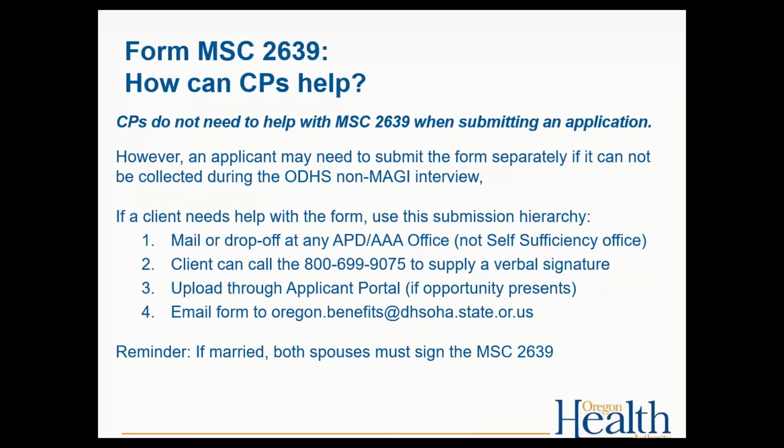The best way to do it is to mail it or to drop it off at any APD or AAA office. That is the office that will ultimately process the form and use it to determine the eligibility for that client. So that is the most efficient and direct place to get the form submitted. And that's not the self-sufficiency office, just to be clear. That's actually the APD AAA office. You can do it at any APD or AAA office because they're all connected, and they'll all upload that form into their collective system and get it to the right place.